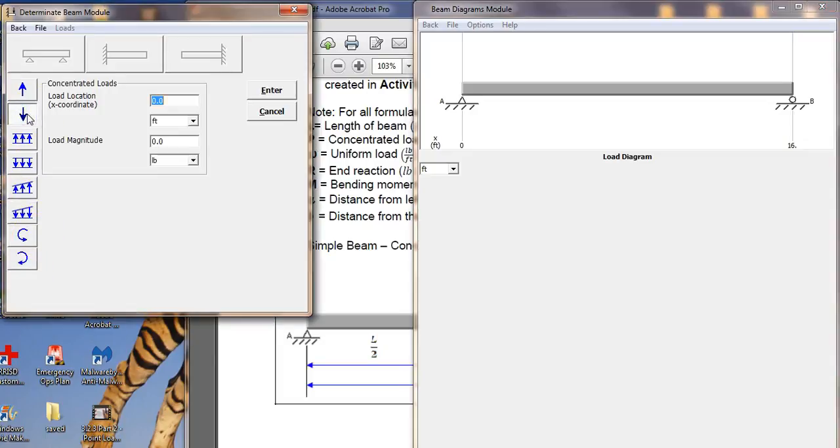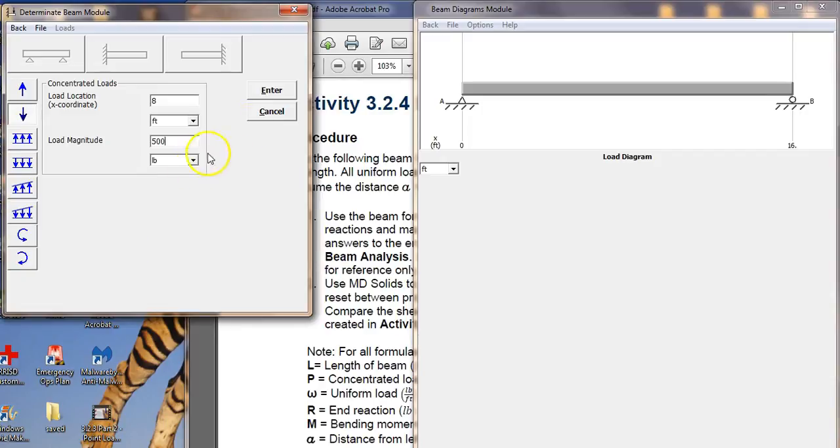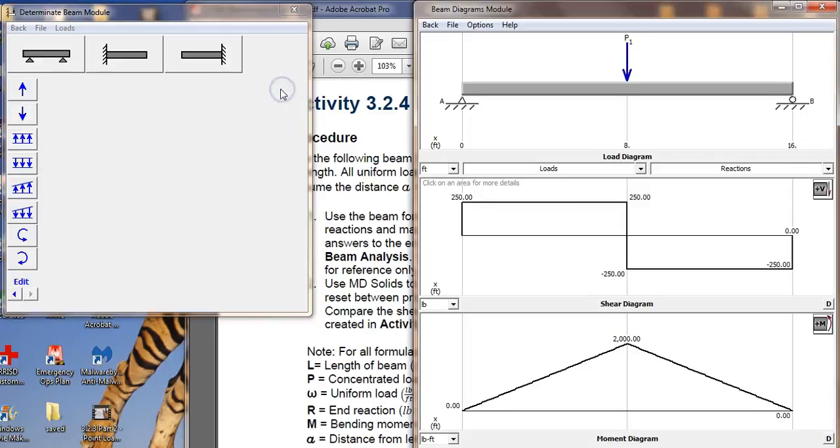So I'm going to put the load going straight down. Where is it located in the X direction? Well, it's in the middle, so it's 8 foot over. And then it asks me how much is the load, 500. Again, I'm getting this from the top of our activity right there where I had it. Okay, so I've entered that, hit enter.